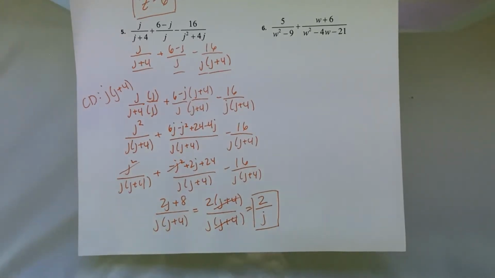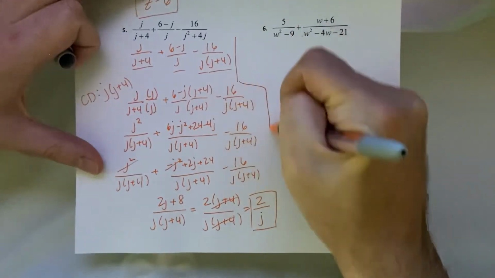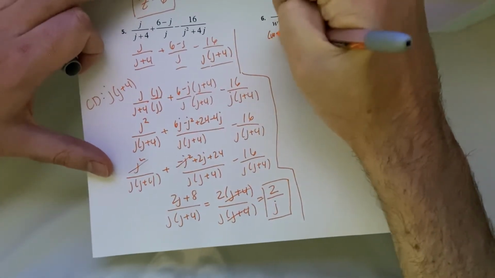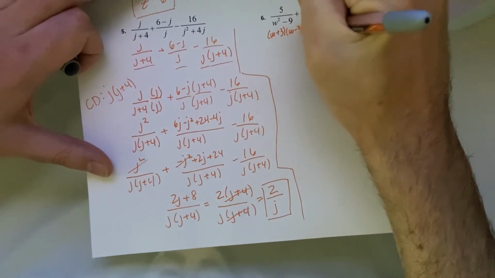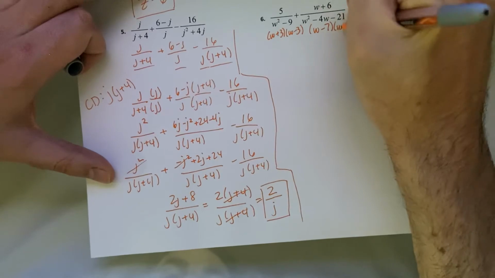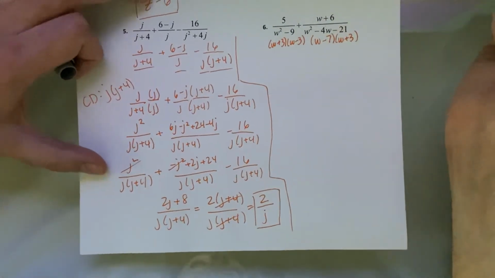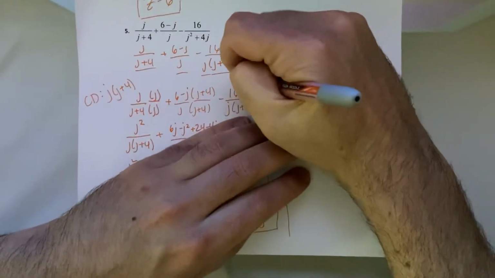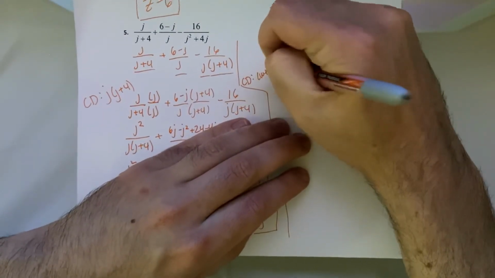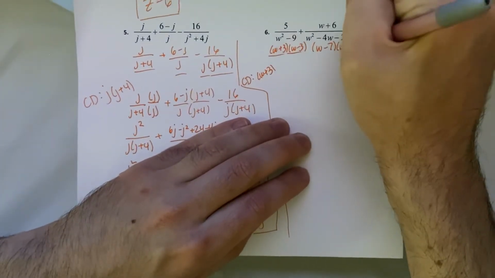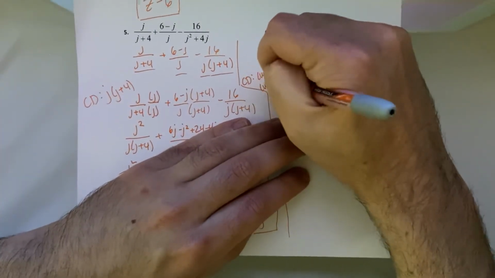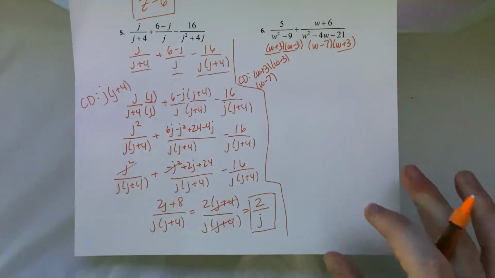Okay, and one last one, number 6. Again, factor your denominator. This is w plus 3 and w minus 3. The second one is w minus 7 and w plus 3. So what do I need to do? My common denominator, I need a w plus 3, a w minus 3, and a w minus 7. All three of those multiplied together.